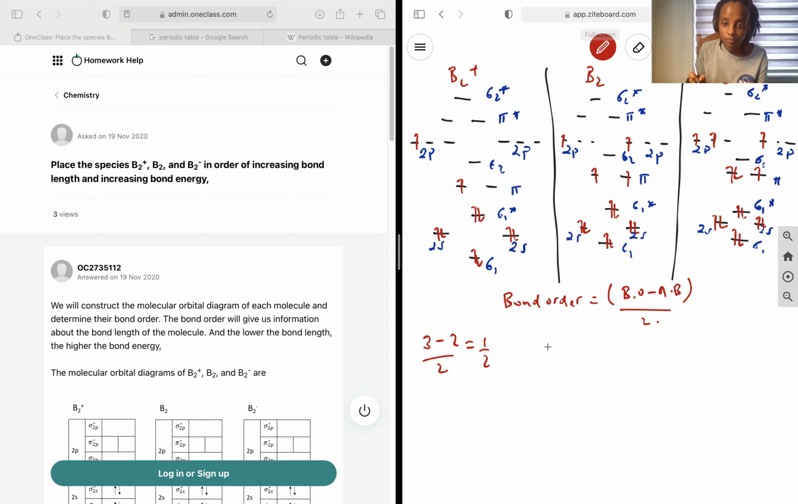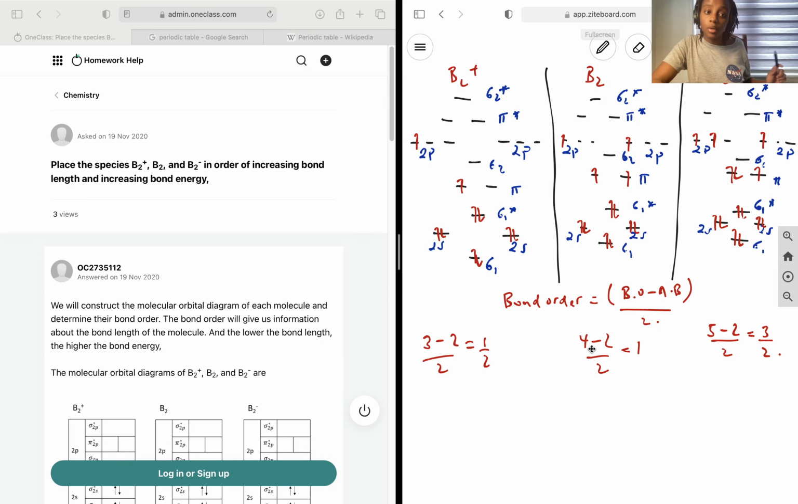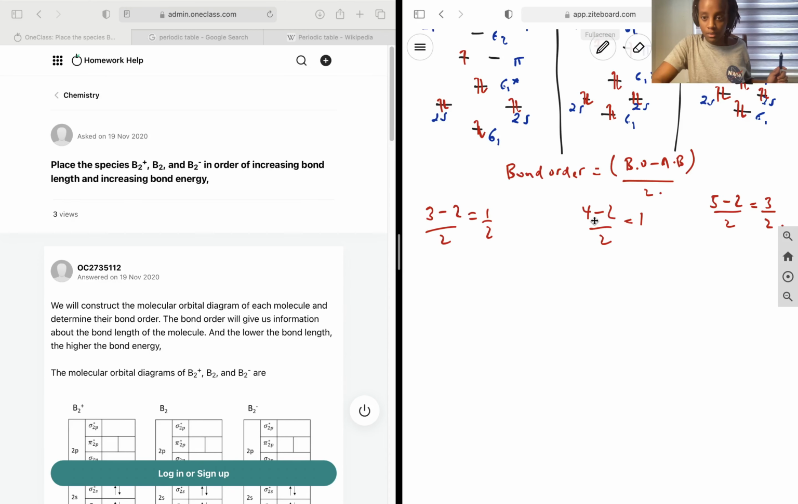That's going to give us 1 over 2. Here, we're going to have 1, 2, 3, 4. So we have 4 bonding minus 2 antibonding over 2. And that's going to give us 1. For this last one, we have 1, 2, 3, 4, 5. So we're going to have 5 bonding minus 2 antibonding over 2. And that's going to be 3 over 2. And so now we need to determine the relation between the bond order and the bond length, and the bond order and the bond energy.